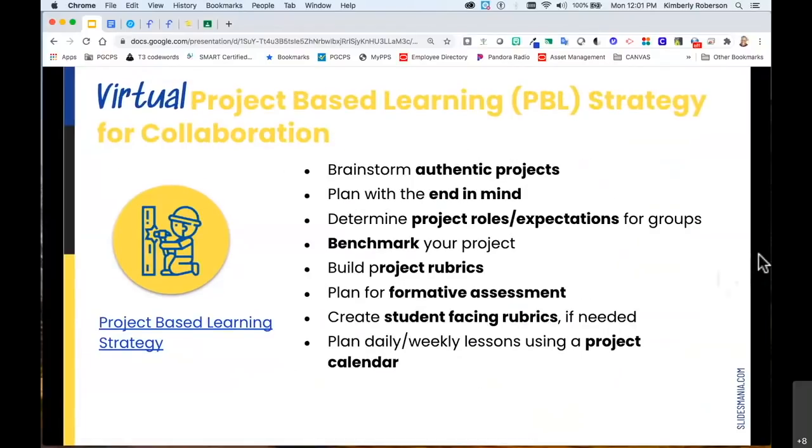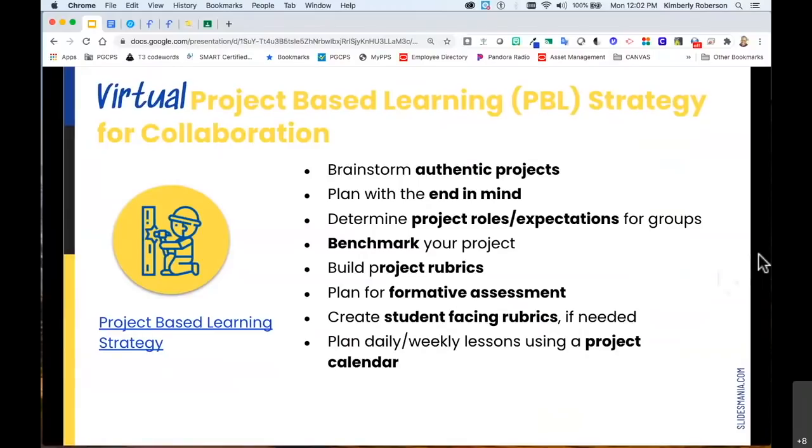Another strategy to consider is project-based learning. Project-based learning is a strategy that allows students to work both collaboratively and independently to complete a multi-step project over time. As students complete different elements of the project, they can have different opportunities to collaborate based on the way you structure the project for them. Let's look at the basic steps to consider when using project-based learning with students.